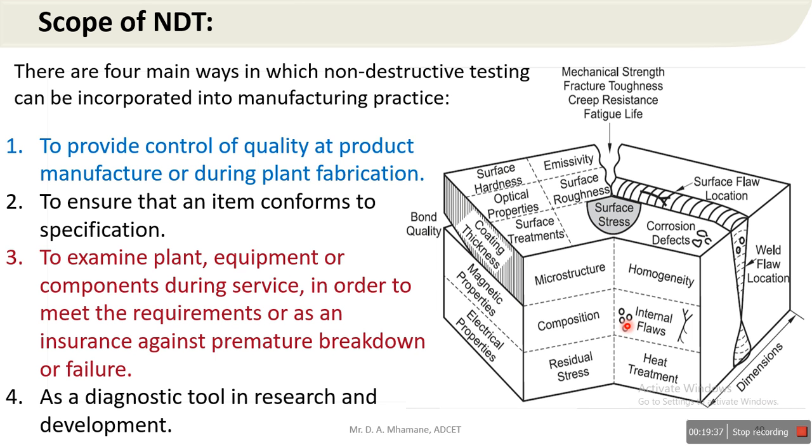Next one, as a diagnostic tool in research and development. This image shows each and every term related to the scope of NDT. The last point is as a diagnostic tool in research and development. So the results or the responses of NDT methods can be used in R&D for characterization of material, to get a relationship between the properties of material such as density and behavior of material. So there is huge scope in R&D with the help of NDT.